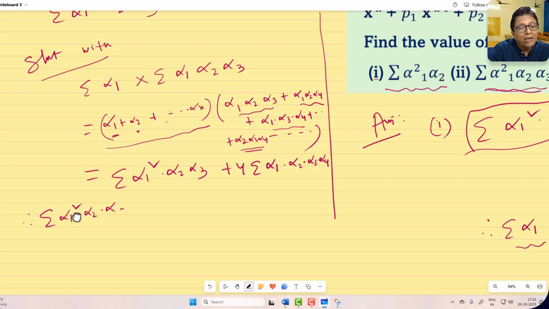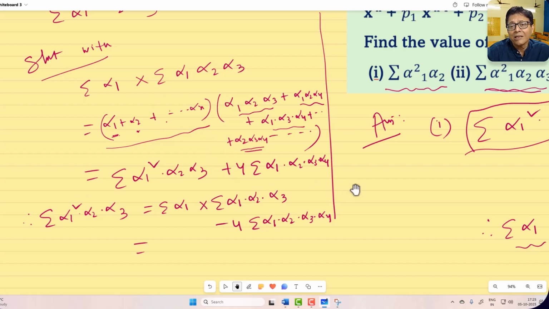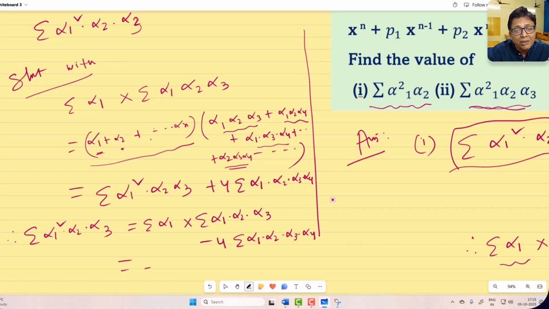Therefore, sigma alpha 1 square alpha 2 alpha 3 is sigma alpha 1 times sigma alpha 1 alpha 2 alpha 3, minus 4 sigma alpha 1 alpha 2 alpha 3 alpha 4. Sigma alpha 1, you know, it is what? Minus P1. And taken 3 at a time, it will be minus P3. 4 at a time, it will be 4P4. So, P1 P3 minus 4P4. Clear?